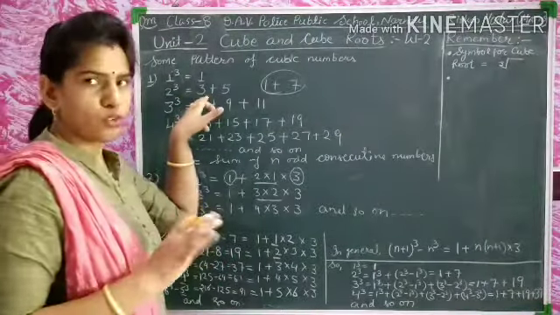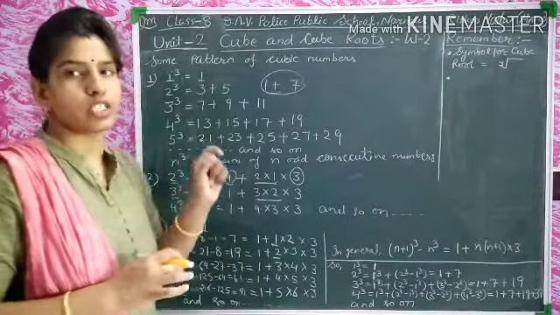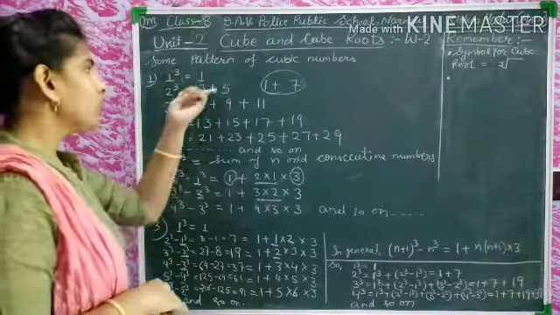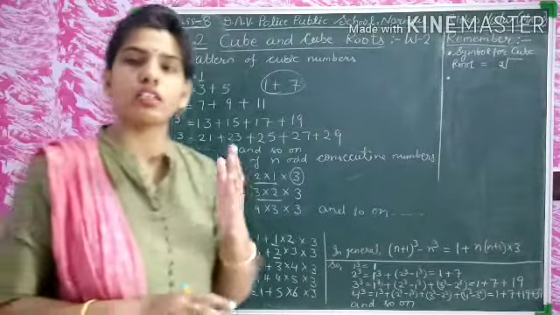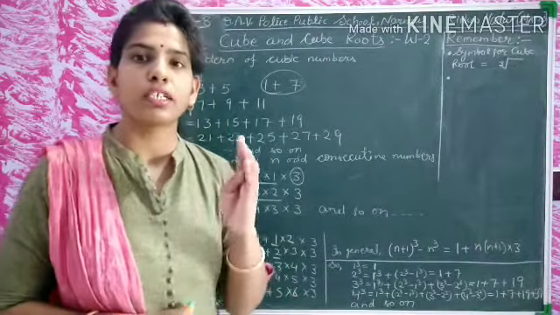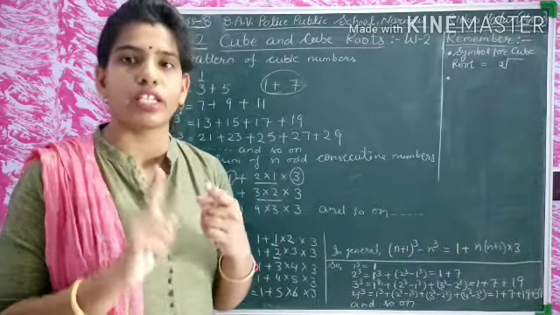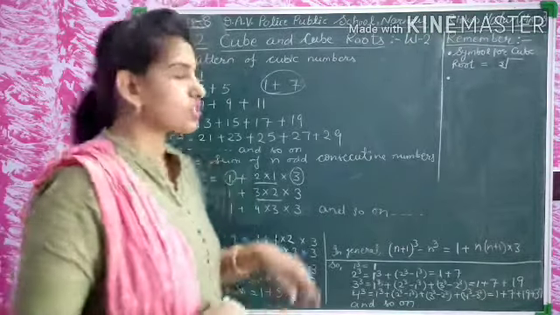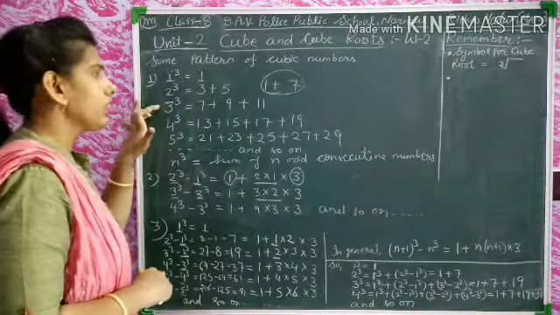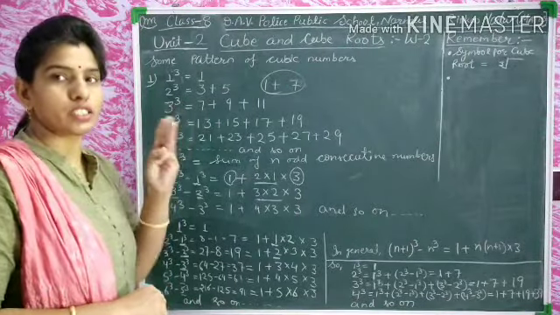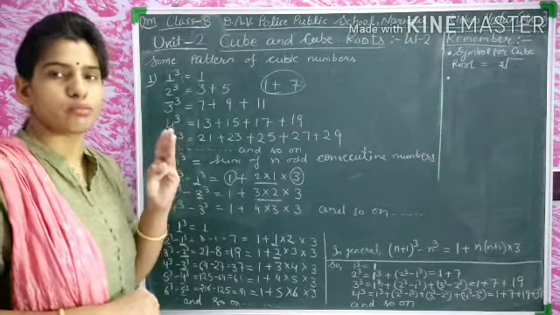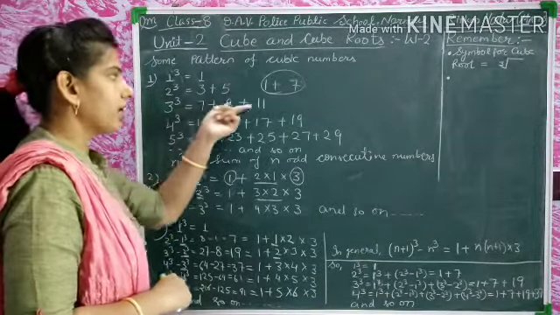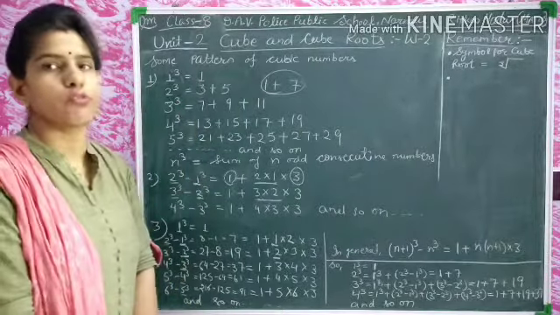1 plus 3 is not 8. 3 plus 5, yes, that is 8. And 5 plus 7 is equal to 12. So we should take only consecutive odd numbers. If we want to take the cube of any number n, then we take n consecutive odd numbers. So next is 3 cubed: there are 3 odd numbers, which must be consecutive, after 5 they are 7, 9, 11. That gives the cube of 3.